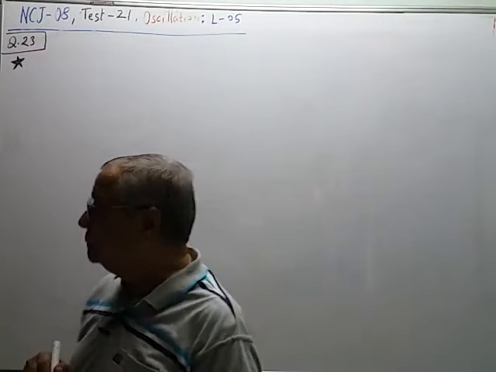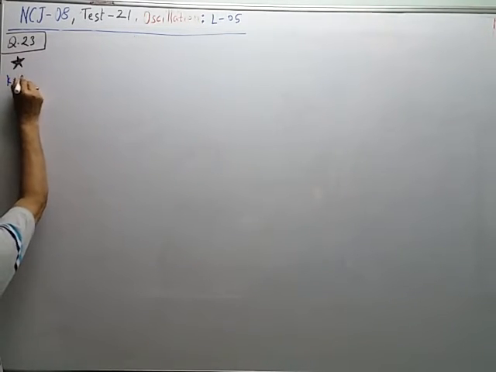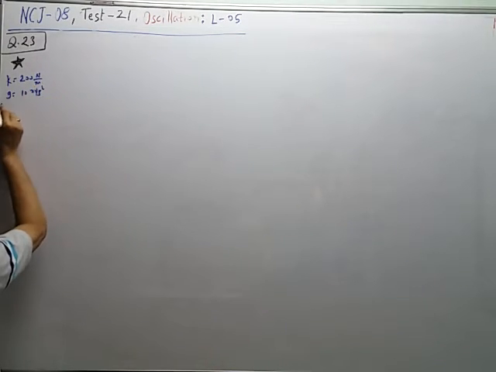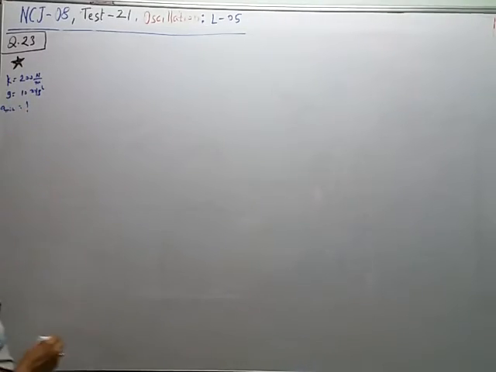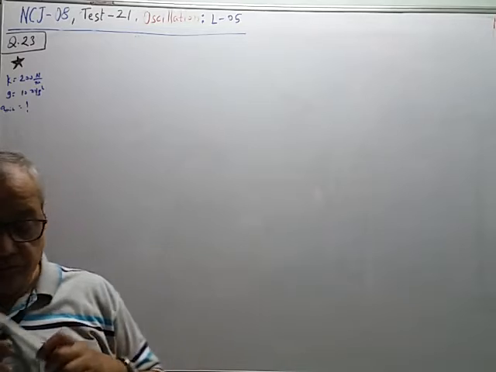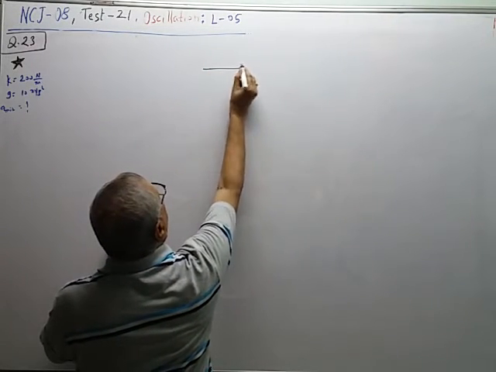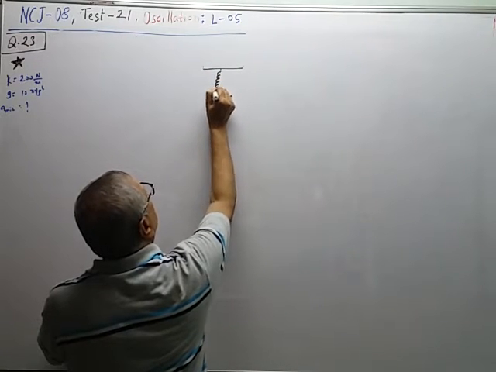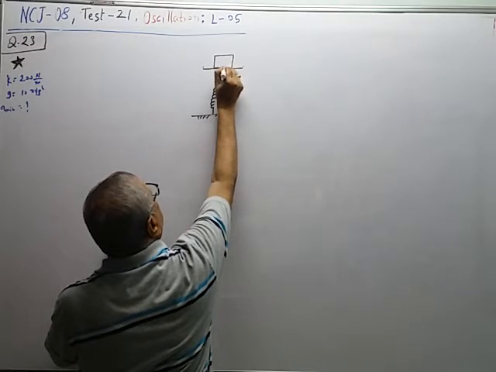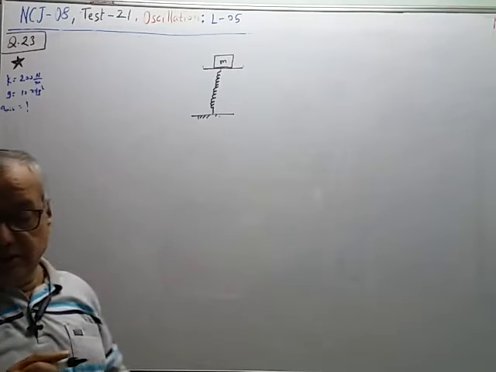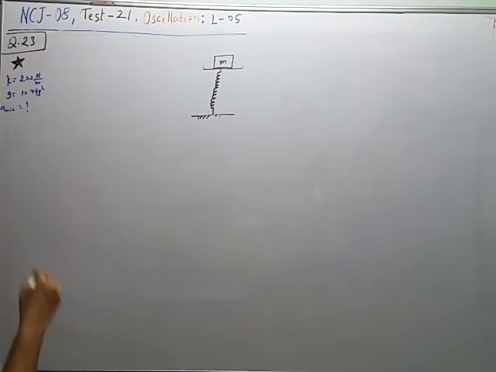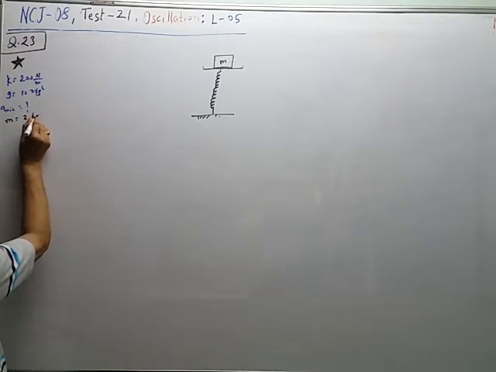So K is given, 200 newton per meter. G is equal to 10 meter per second square. And you have to find A minimum. Minimum amplitude is equal to question mark. So the arrangement is shown in the figure. This is a horizontal pan. This is the spring attached. The spring is fixed to the ground. And this is a block of mass M placed on it. So mass of the block is given, M is equal to 2 kg.